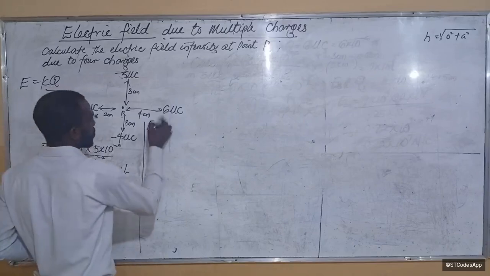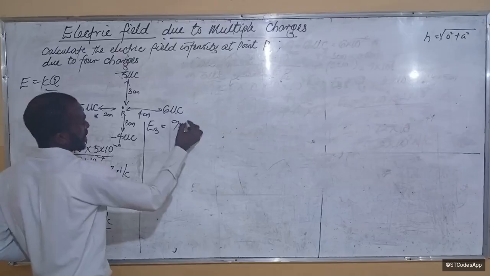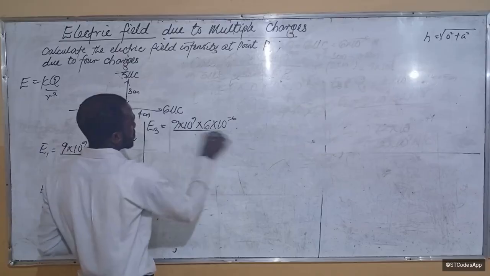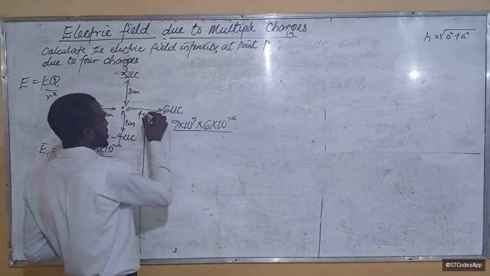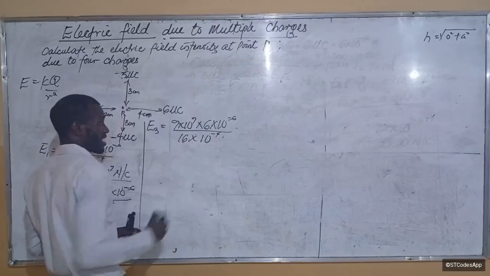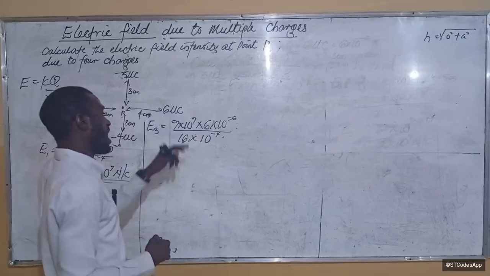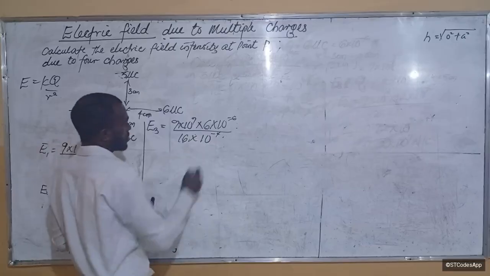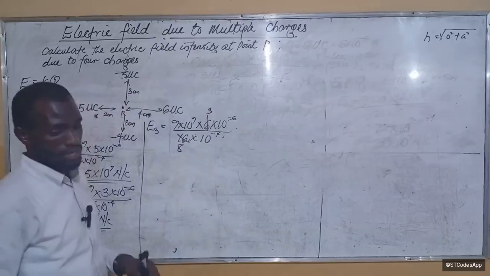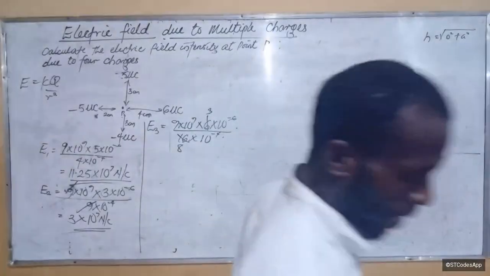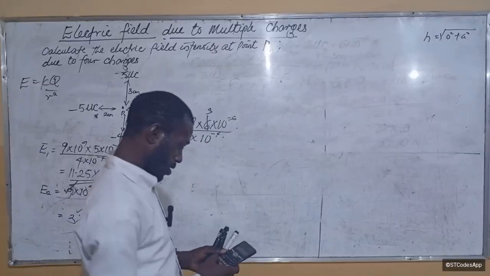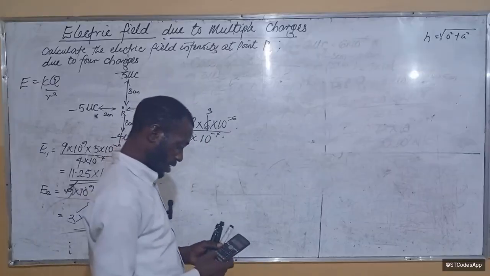Now for E3, which is this guy, that becomes K, which is 9 times 10 to the power 9, times Q, which is 6 times 10 to the power minus 6, over, what's the distance between them? 4 centimeters. That will be 16 times 10 to the power minus 4 meters squared, by the time you convert 4 centimeters to meters and square it. Here 1, here 3, here 8. So 9 times 3, 27 divided by 8.